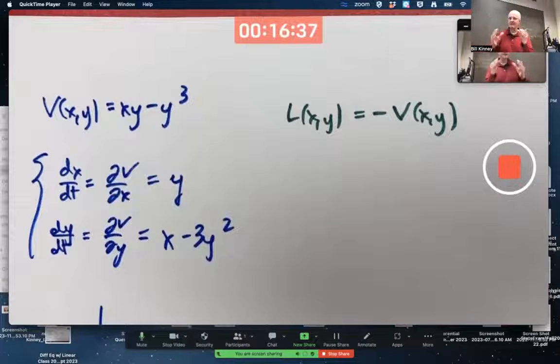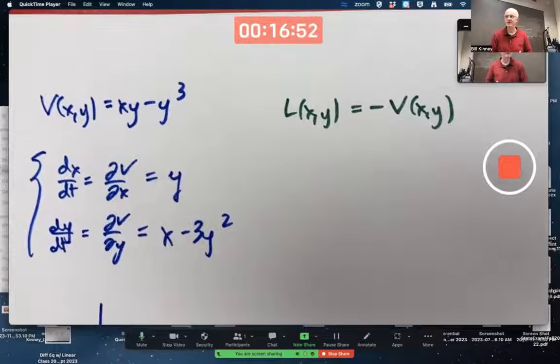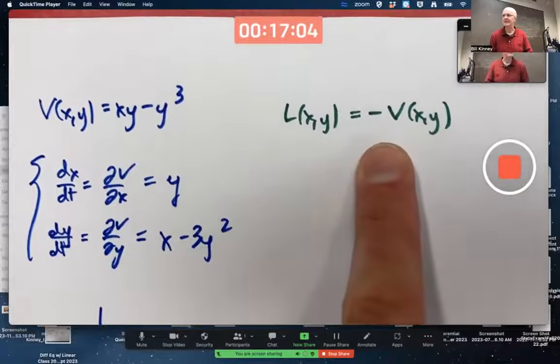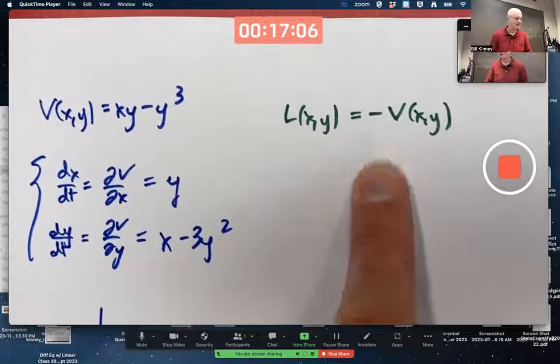Hamiltonian systems and gradient systems are very, very special. Most systems are not Hamiltonian and they're not gradient systems. Anytime you have a gradient system like this, the opposite of the potential function is a Lyapunov function. But there are non-gradient systems that also have Lyapunov functions. In general, finding Lyapunov functions is very difficult. It's easy for gradient systems, though.